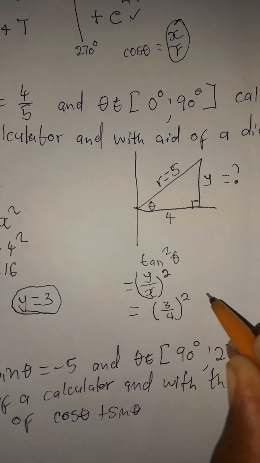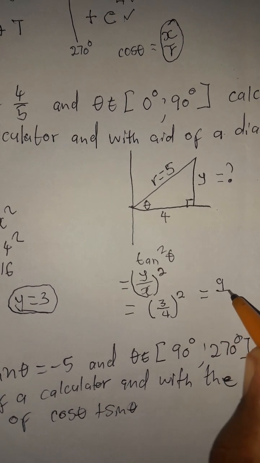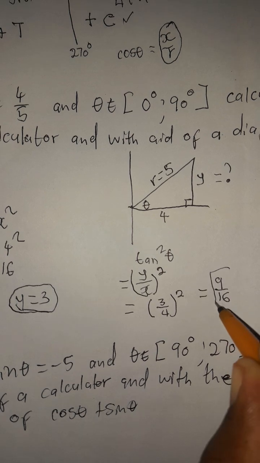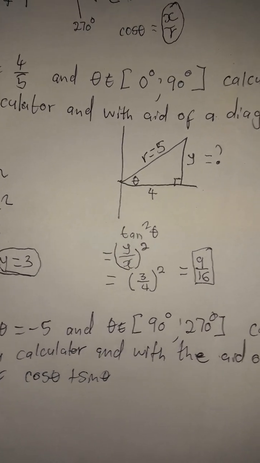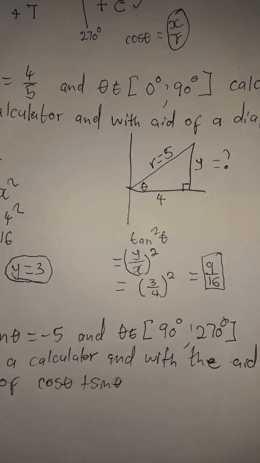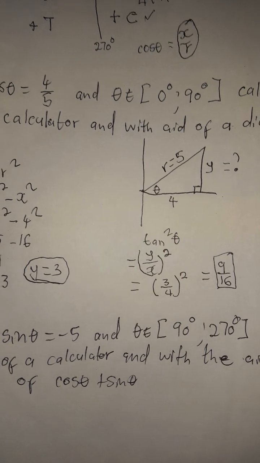You will then square both of these, square the numerator. 3 squared is 9, and 4 squared is 16. So this is your solution. This is the value of tan squared theta. The value of tan squared theta is 9 all over 16. I hope that is clear.